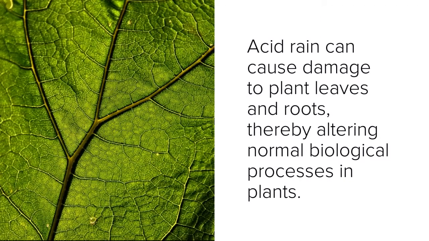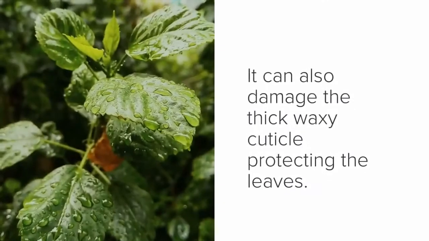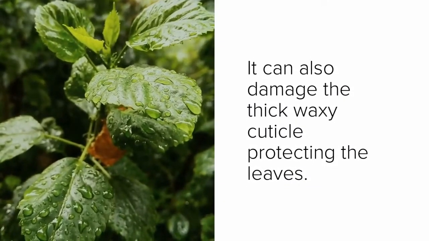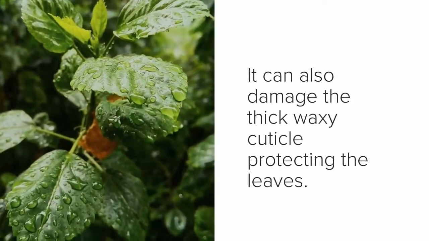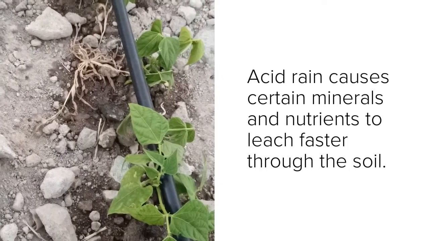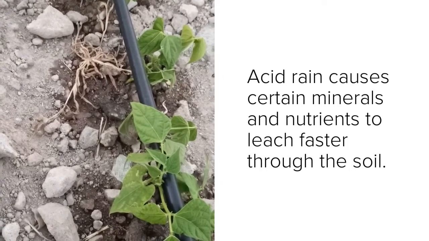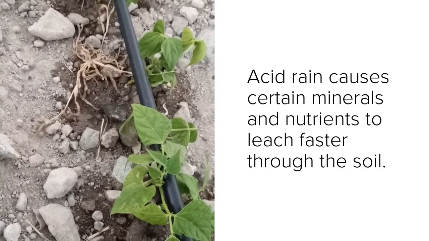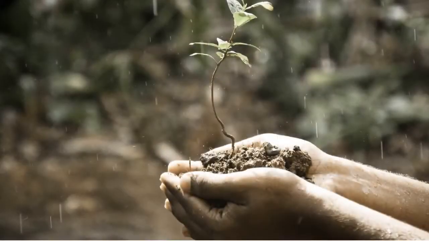Effects of acid rain on plants. Acid rain can cause damage to plant leaves and roots, thereby altering normal biological processes in plants. It can also damage the thick waxy cuticle protecting the leaves. This will leave the leaves exposed to infections and destructive insects. Acid rain causes minerals and nutrients to leach faster through the soil. This prevents plants from getting the food they need to grow. Without key nutrients like calcium and magnesium, plants are more likely to die.